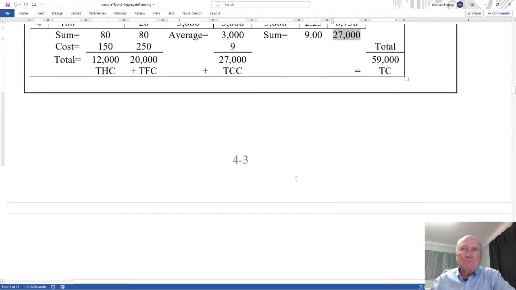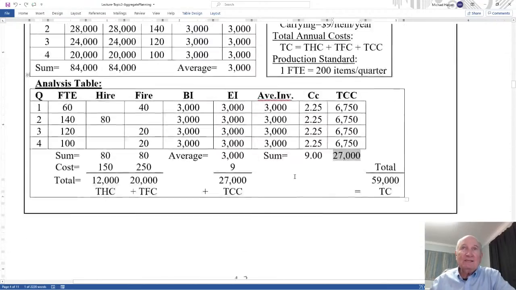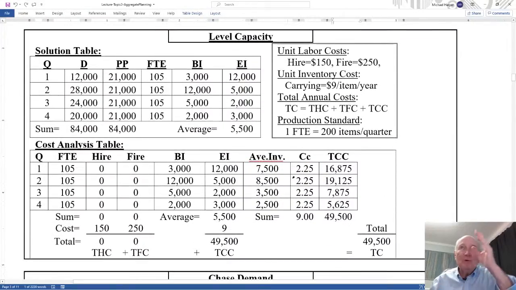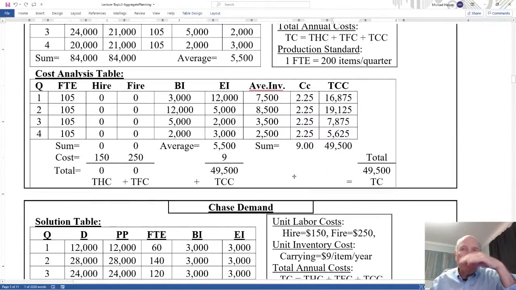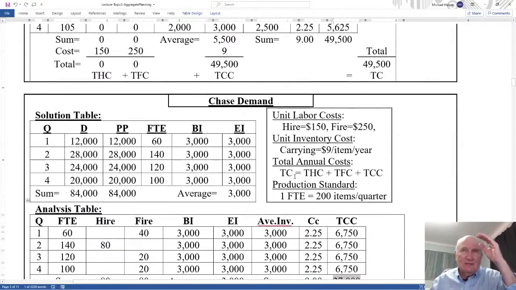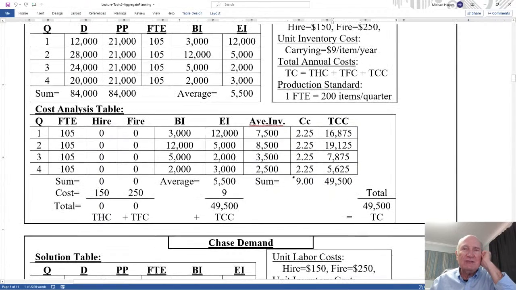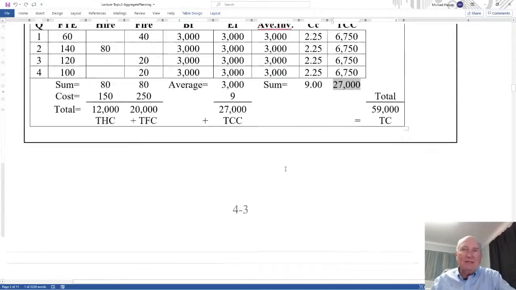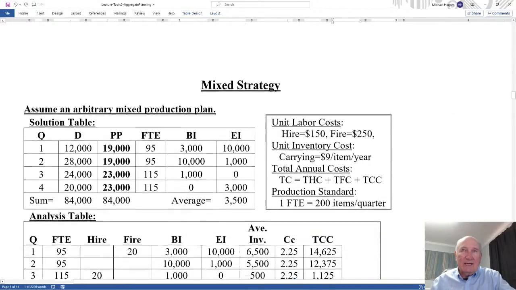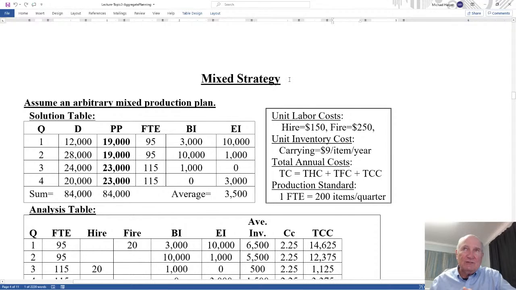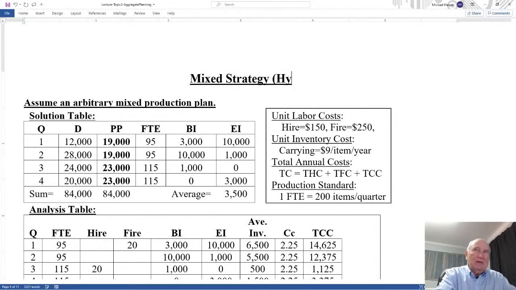Okay. Now notice I said mixed trade. Notice I said move from one to the other or between level and chase. These are called pure strategies. Level and chase is a pure strategy. Something between level and chase is referred to as a mixed strategy. Now our textbook calls this a hybrid strategy. Some textbooks call it a hybrid. Okay, I like a mixed strategy because it's mixing things together.